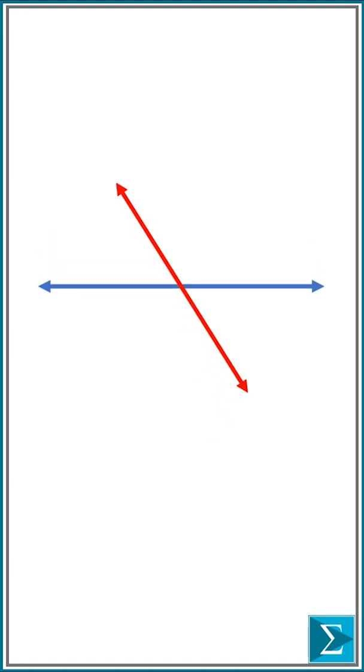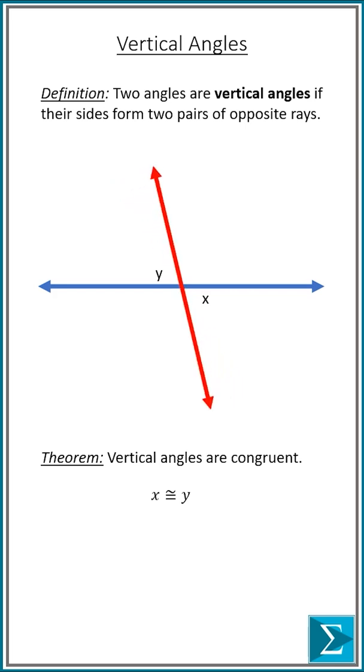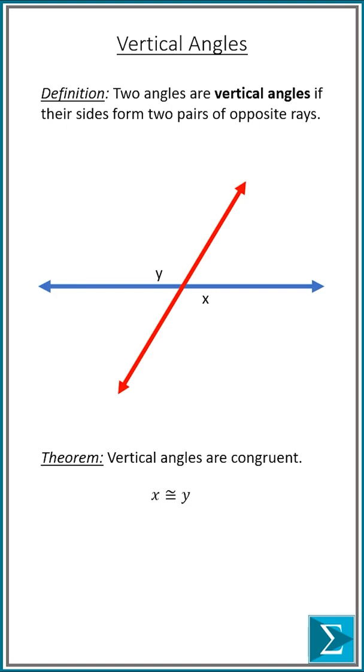Now we'll take a look at different angles. We'll define vertical angles. Vertical angles are those that their sides form two pairs of opposite rays. We have a theorem that says that vertical angles are congruent, and thus angle x and y are going to be congruent. This happens regardless of the measurement of x and y.